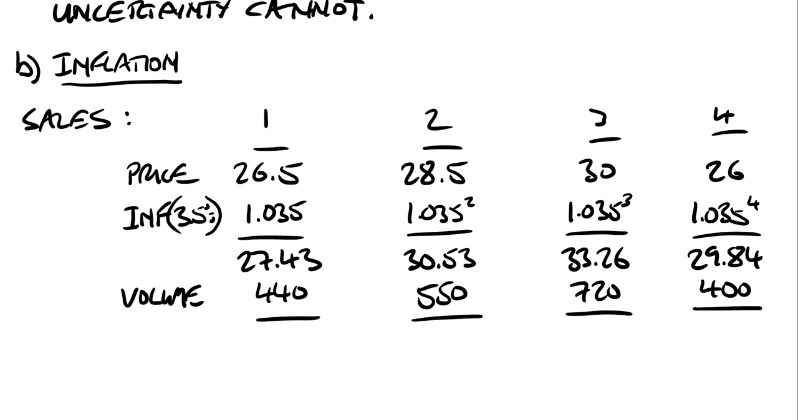Okay, so the key figures, once we've multiplied the volume by the inflated sale price, we've got 12,069, we've got 16,791, 23,947 and 11,936.